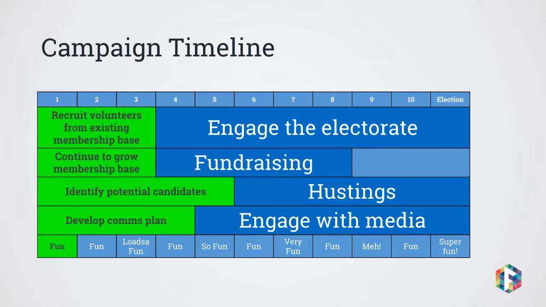We also need to identify candidates, because we do have a process for vetting and selecting candidates, and so it's really important that people either self-identify or nominate other people who they think would be good candidates as early as possible, because we really want to develop candidates for the long term. But in the initial weeks, identifying candidates is very important. And then also developing the comms plan and how we're going to get information out into the media.